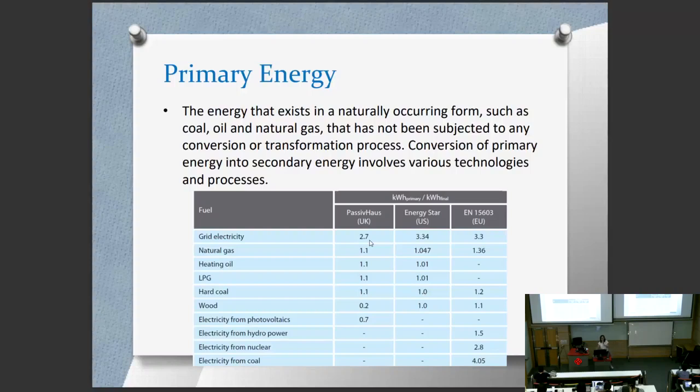So this is only a reference, and for different power plants and different locations, this value will be different. This is only an example. In this table, these are only for your reference.